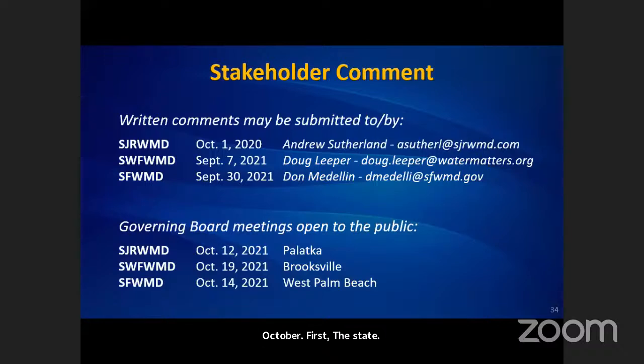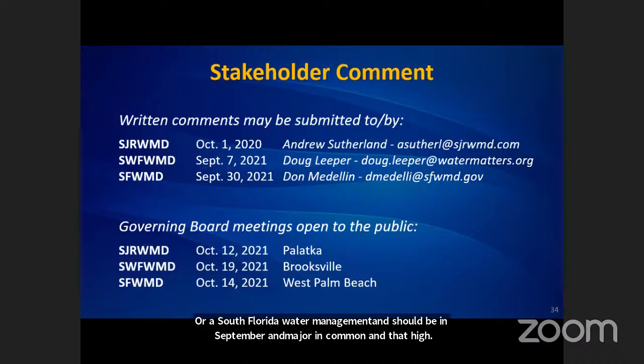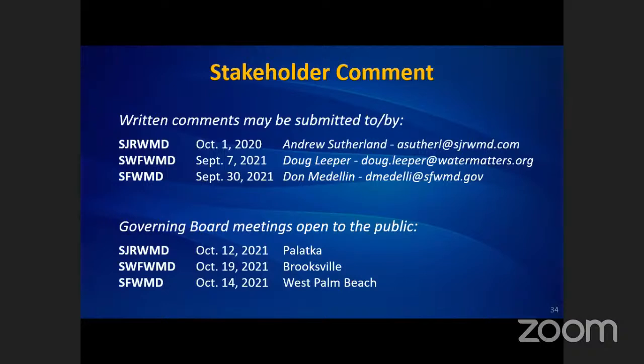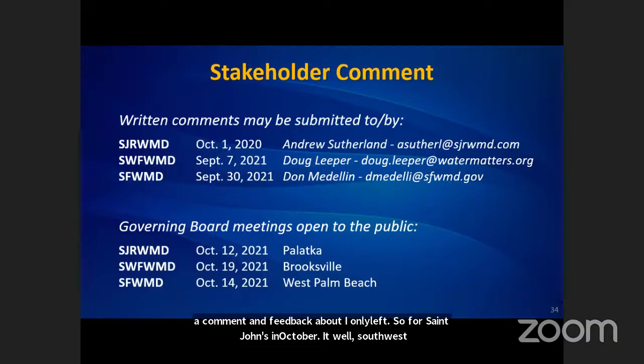And so these are the governing board dates that each district is taking the priority list to. And again, this is another opportunity for the public to engage with each water management district and provide comments and feedback about the priority list. So for St. John's, it's October 12th. Southwest Florida, it's October 19th. And for South Florida, it's October 14th. And those are the locations.